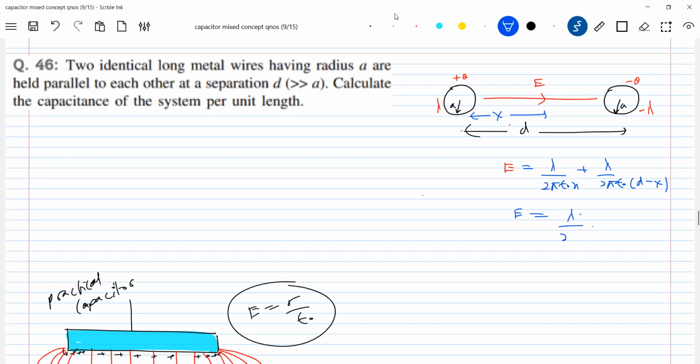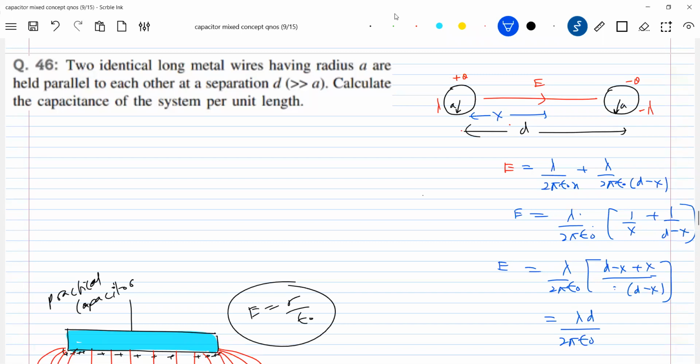E is equal to lambda by 2 pi epsilon naught, taking it outside, times 1 by x plus 1 by (d minus x). So this should be (d minus x plus x) by x into (d minus x). This gives the expression lambda d by 2 pi epsilon naught x (d minus x). That is the expression for the electric field, and the separation d will be very much greater. So how do we bring in the capacitance?